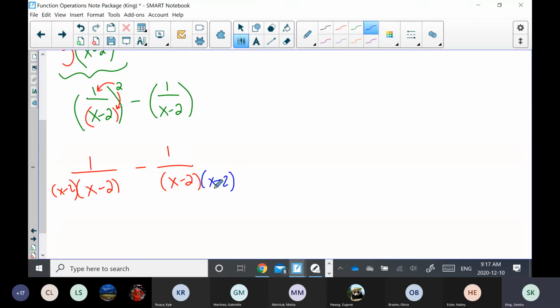to get common denominators. If you add an x minus 2 on the bottom, add an x minus 2 on the top. So now my denominators are common. X minus 2, x minus 2, x minus 2, x minus 2. So my denominator is x minus 2 squared. When you are adding or subtracting rational functions, once you have common denominators, you simply add or subtract the numerators. So I have a 1 minus, over here I've got 1 x minus 2.